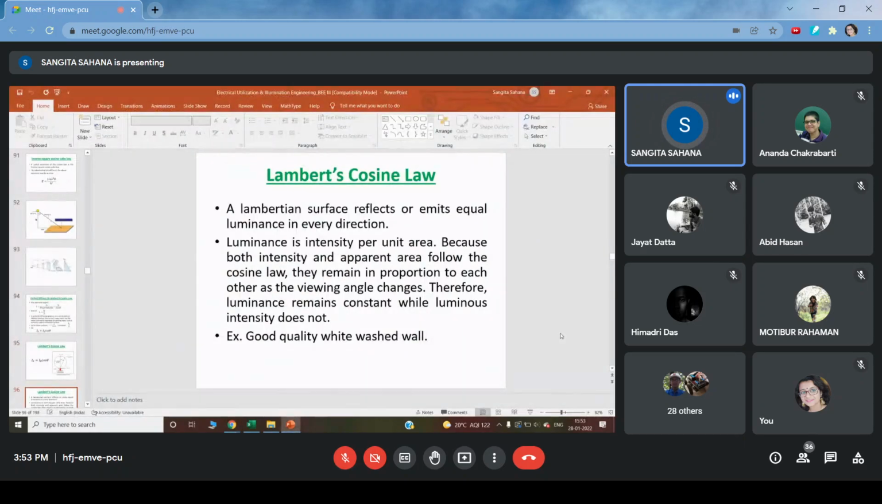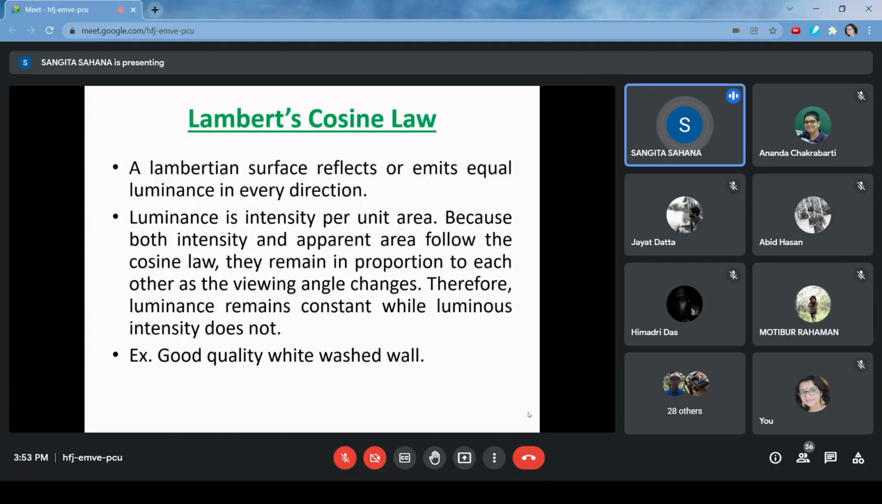An example of Lambert's cosine law is a good quality whitewash wall. It reflects light equally in all directions, so it reflects or emits equal luminance in every direction. We know luminance is intensity per unit area, because both intensity and apparent area follow the cosine law, they remain in proportion to each other. So luminance remains constant.